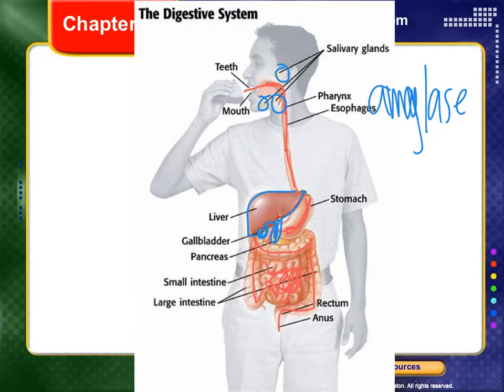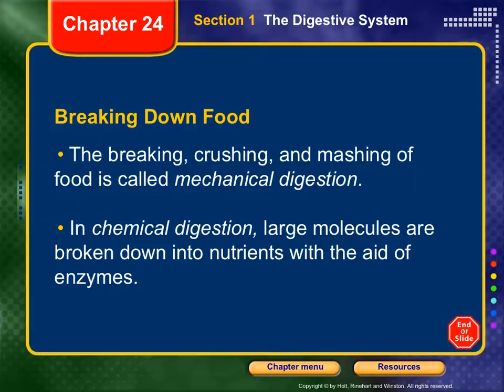And then below your stomach you have a pancreas, and the pancreas makes something called pancreatic juice, which gets squirted in the small intestine too. And helps with digestion. So you guys have any questions?